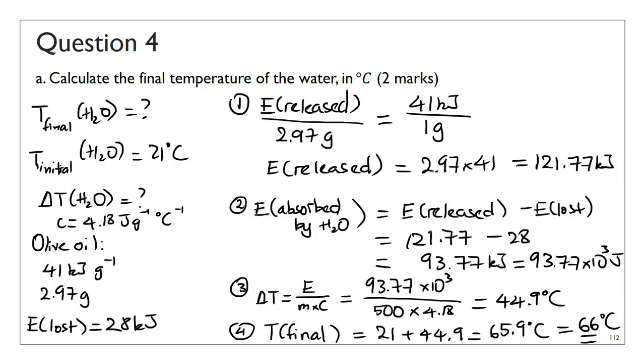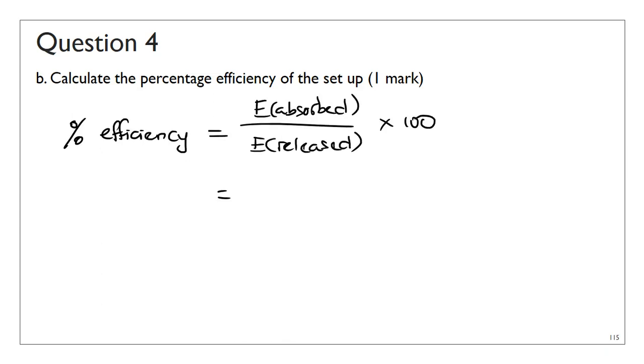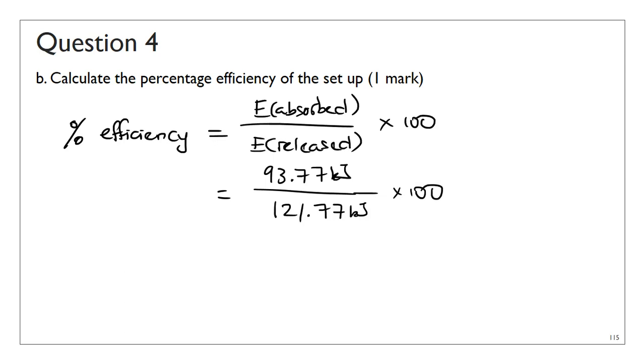Okay, so the energy absorbed was 93.77. I think I have short-term memory loss and I can't actually remember a number. And what was the other one? 121 point something. I'm just going to get it from my calculator. I'm not even going to justify why I can't remember that number, but I can't.